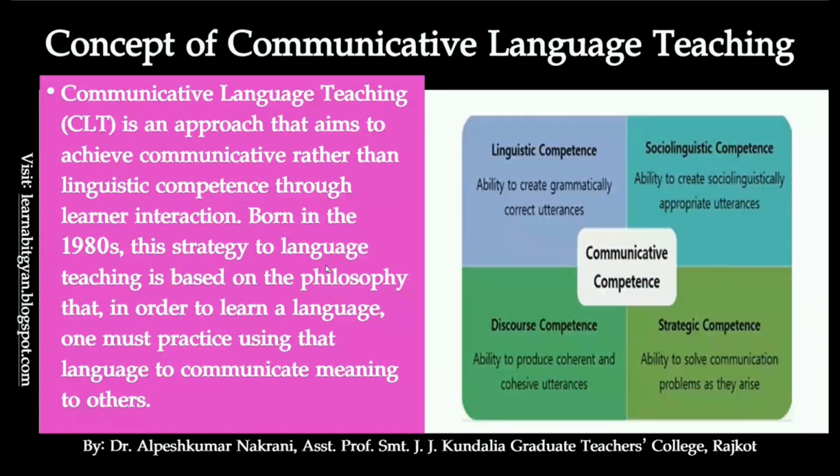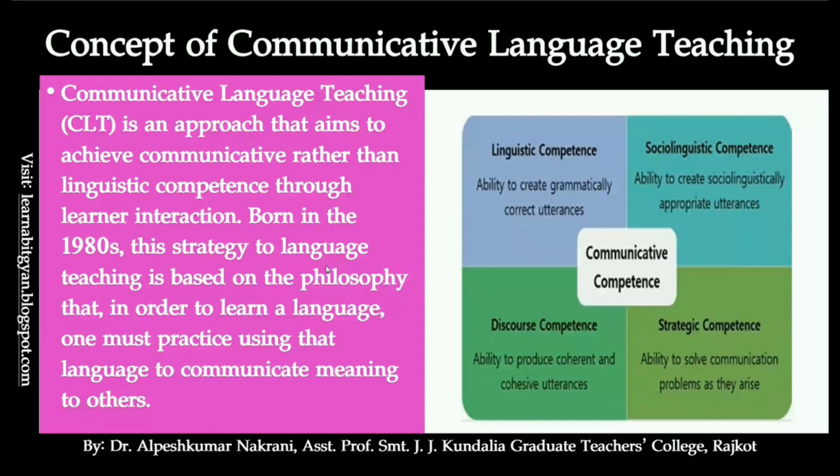So communicative competence says that instead of having this knowledge of grammar and rules, let us have a communicative competence. Now, what is communicative competence? Communicative competence has four subparts. First, linguistic competence means you must be able to use sentences grammatically correct. Second is socio-linguistic competence. You should be able to create socio-linguistically appropriate sentences.